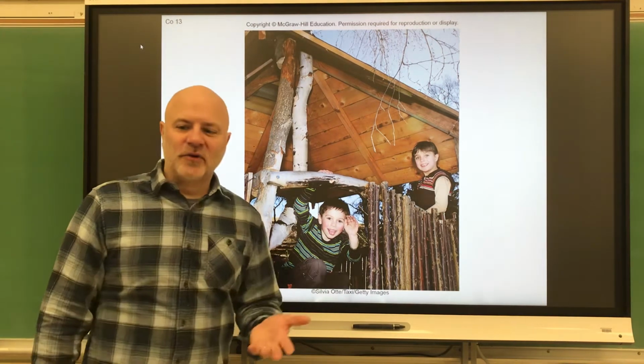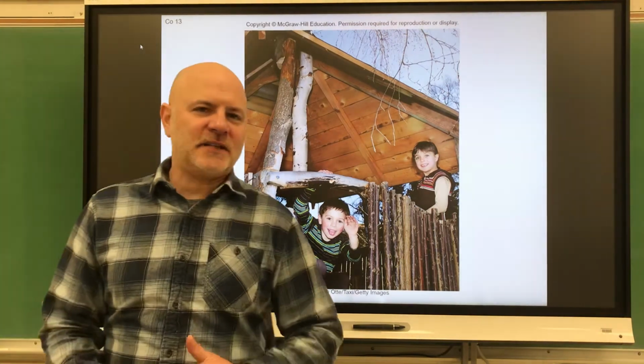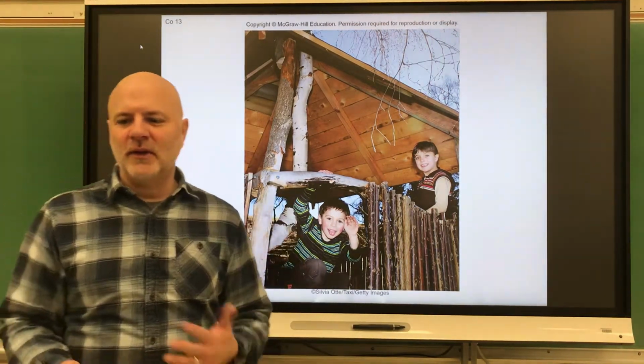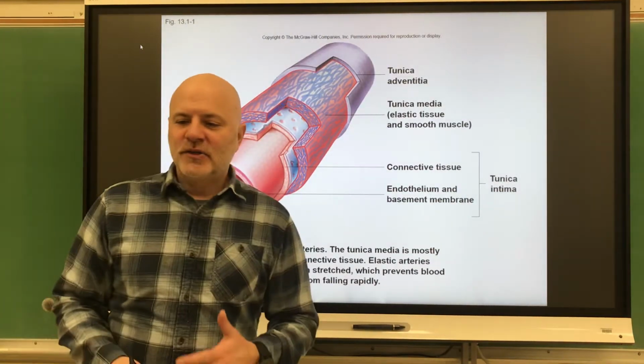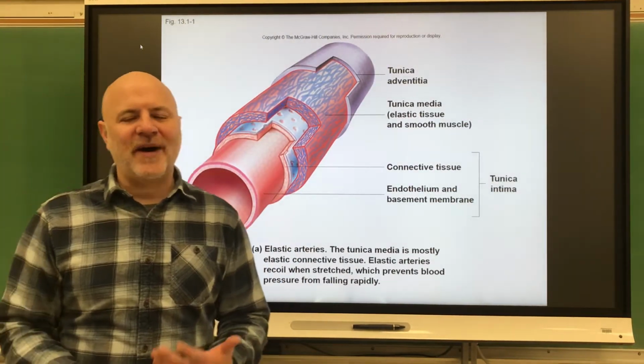All right, let's look at Chapter 13. Chapter 13 is the last part of our cardiovascular system that we're going to be looking at. So this one deals with blood vessels. All right, so the first blood vessels we're going to talk about are arteries.